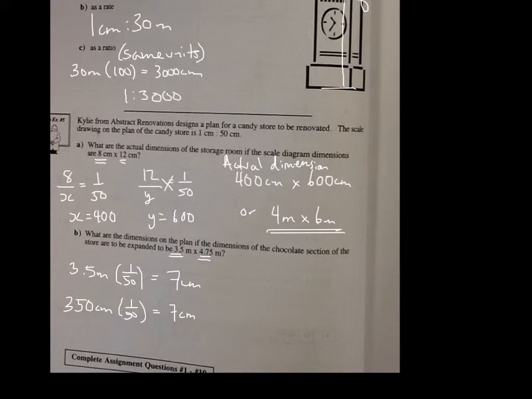So the other one we need to convert 4.75 meters to centimeters, and we get 475 centimeters times our scale of 1/50th equals 9.5 centimeters. Okay, so the dimensions on the plan would be 7 centimeters by 9.5 centimeters. So that was just taking the scale of 1/50th and multiplying it by the new dimensions.